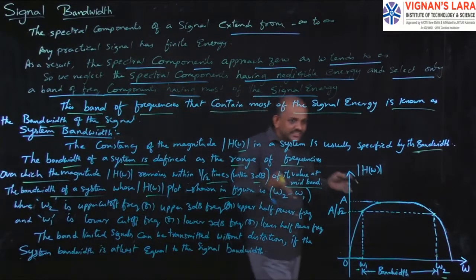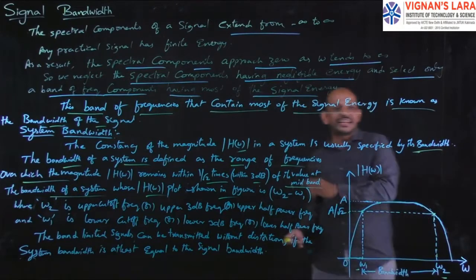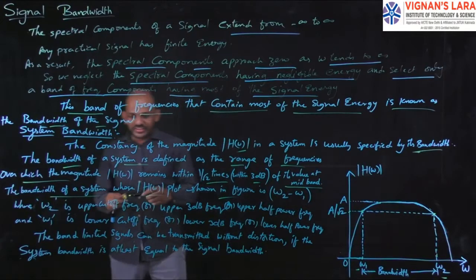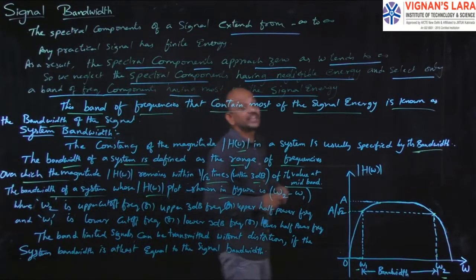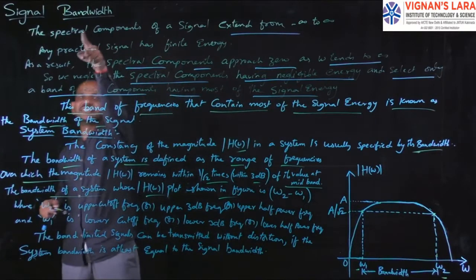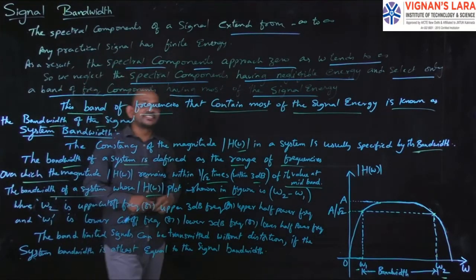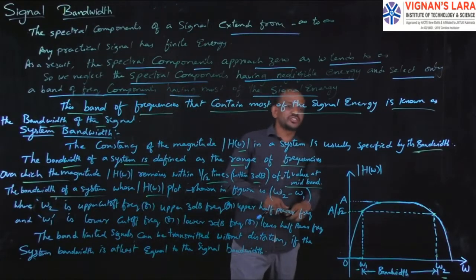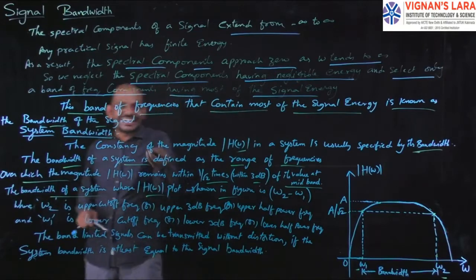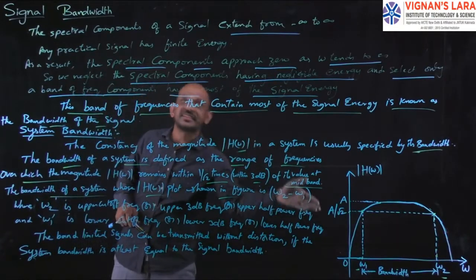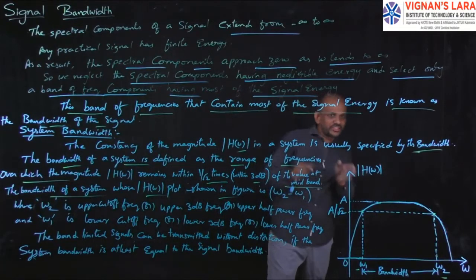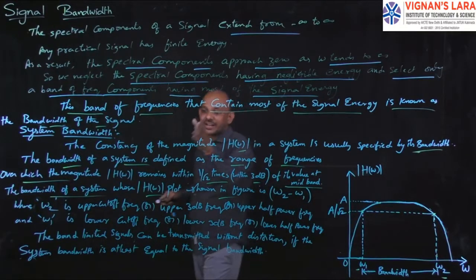The band limited signals can be transmitted without distortion if the system bandwidth is at least equal to the signal bandwidth. If the system bandwidth is at least equal to the signal bandwidth, then the band limited signals can be transmitted without distortion. So this is our relation for system bandwidth and signal bandwidth for distortionless transmission.